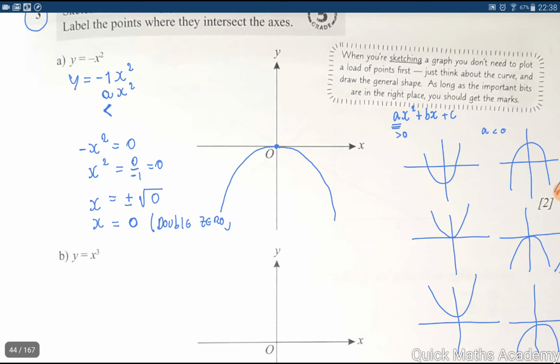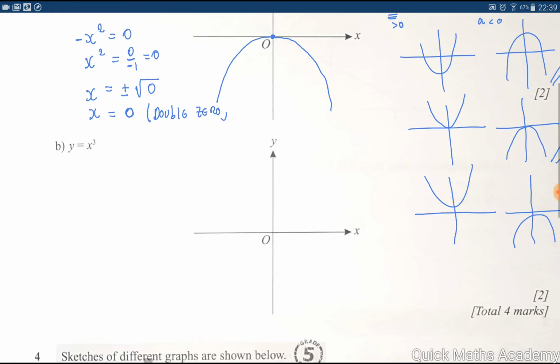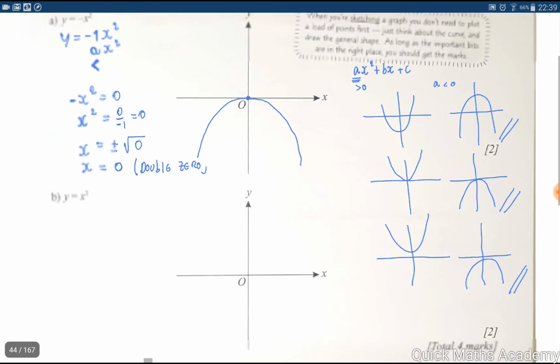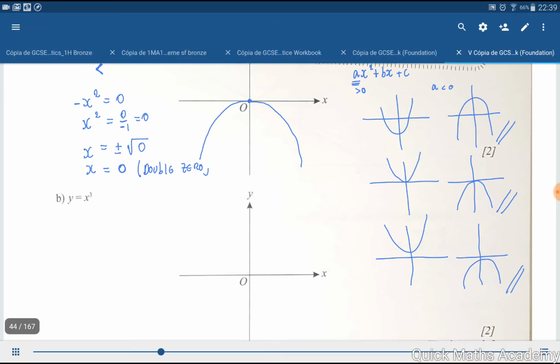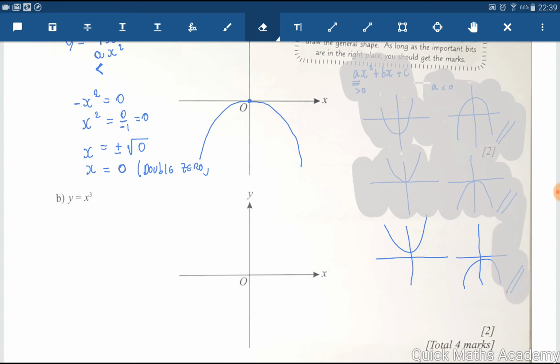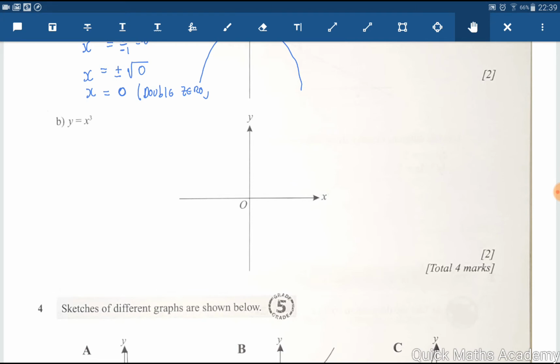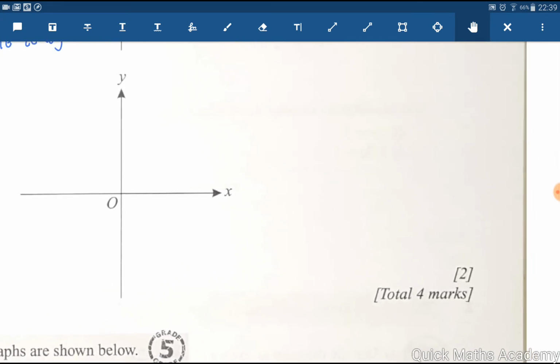Second one, x cubed. Whoa, this is another one. This is a harder one. I'm going to wipe out this thing in here. Let me just wipe out this. The x cubed, normally x cubed is something.